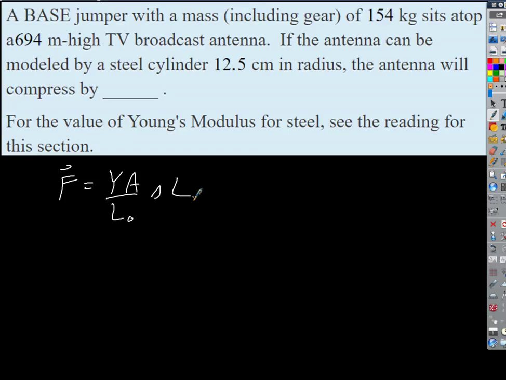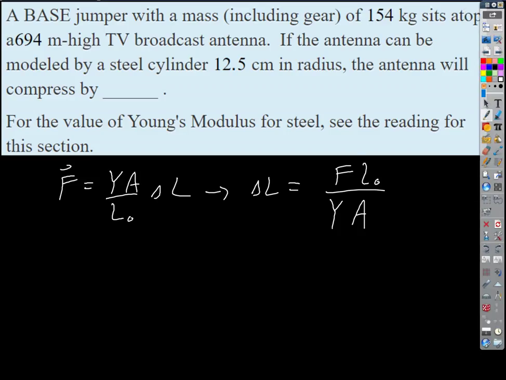Okay, so we want to know what delta L is, so we're going to solve this for delta L. That's really all you have to do with these. The numbers are a little bizarre, but really all you're doing is manipulating that one equation. So if we want to find delta L, we're going to have force on top, and multiply by the reciprocal, so we get initial length divided by Young's modulus times cross-sectional area. So let's plug this stuff in.